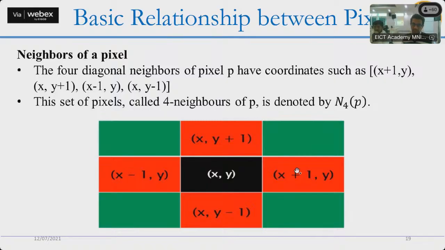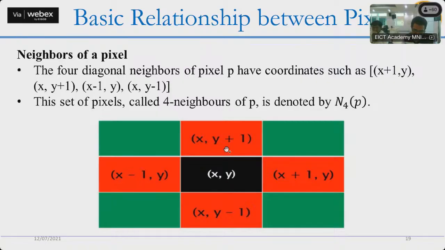Now we make things clear with this diagram. This is the basic relationship between pixels. As we discussed in the last slide, the four neighbors are there for the xy pixel. What are X and Y? X and Y are basically the spatial location, right?